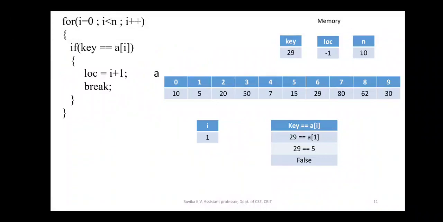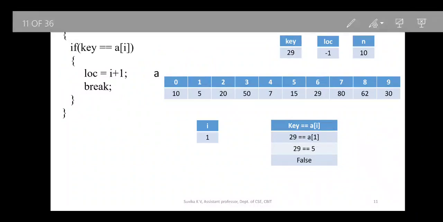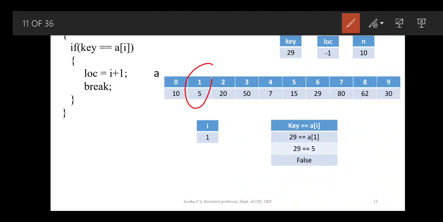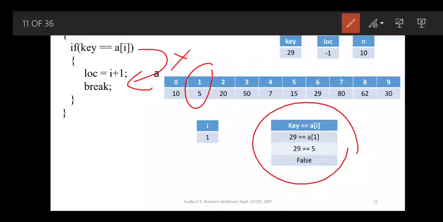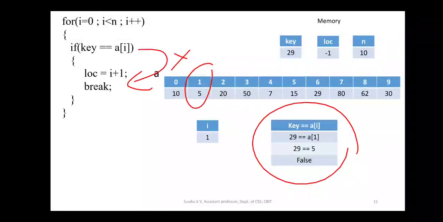You can see here. Then again, is 1 less than 10? Yes, it is true. So again it will come inside. It will check for a of 1, the next element. So is 29 equal to 5? No, it is false. So again it won't come inside. So it will go back to the for loop.